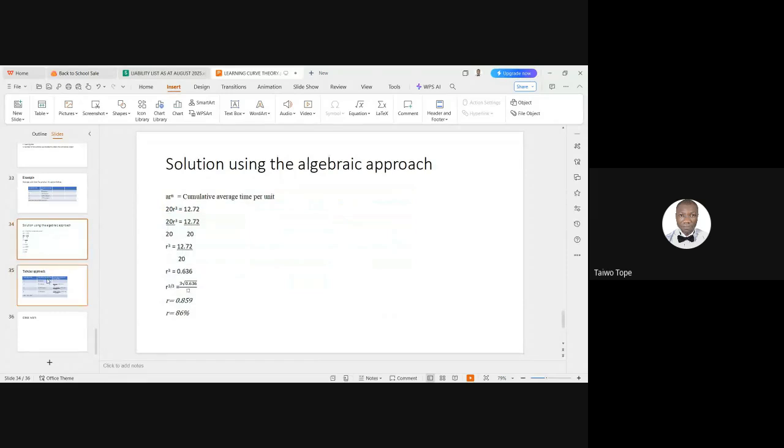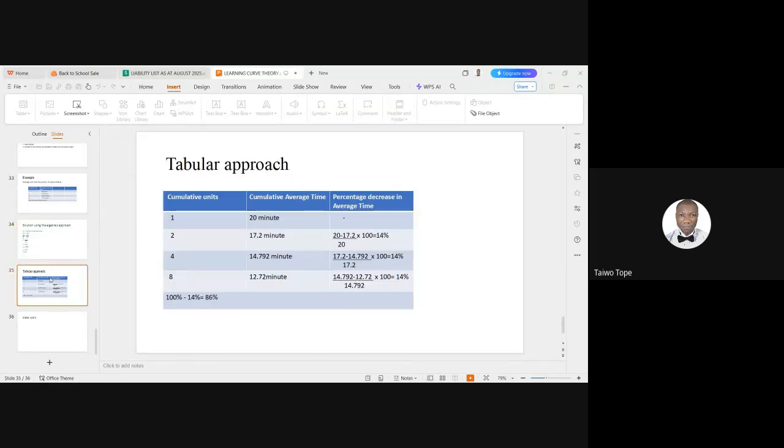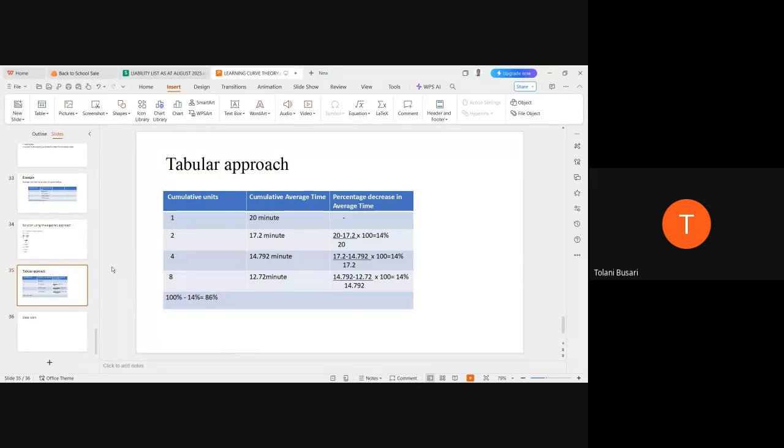How do you get 86 at first? We'll derive that one. Using the formula, from 14, we got 86. We deducted 14 from 100, and then we got 86.